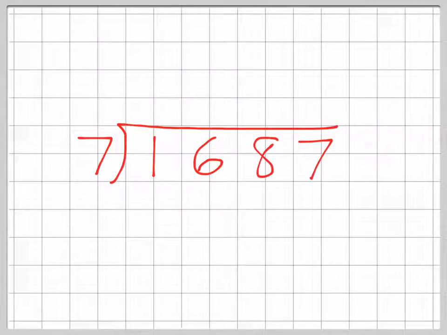Next for this one, 1687 divided by 7. How many 7s are there in 1? There's 0, so we carry that 1 forward. Now you can see why it's a tricky beginning. You can't do anything with that first number.